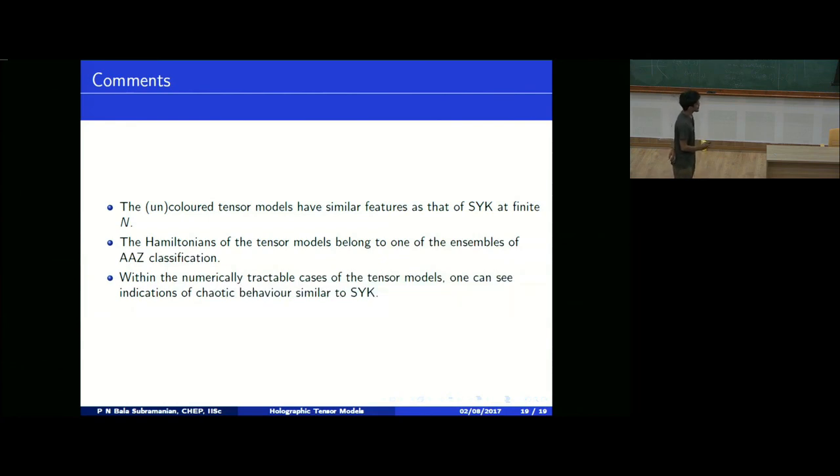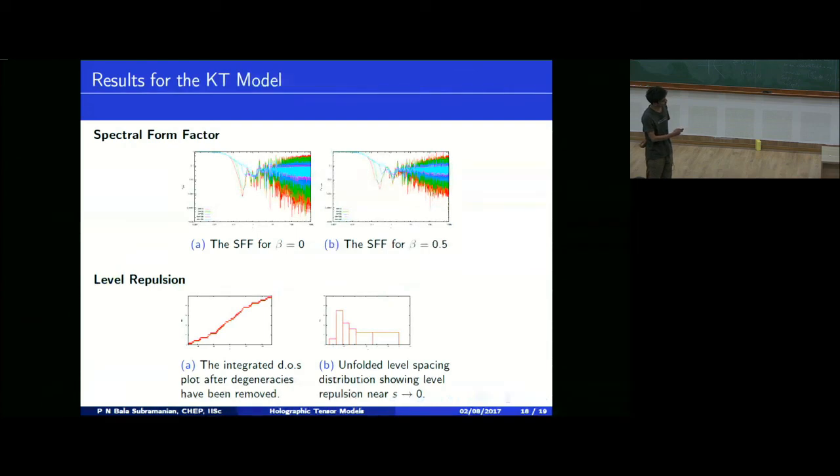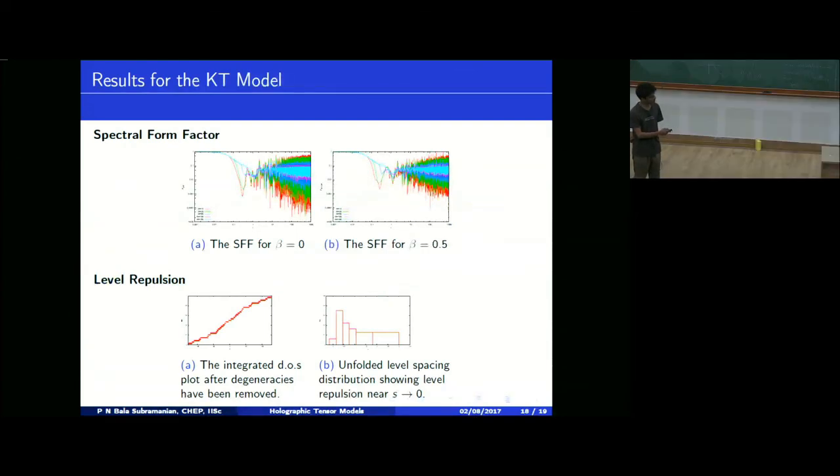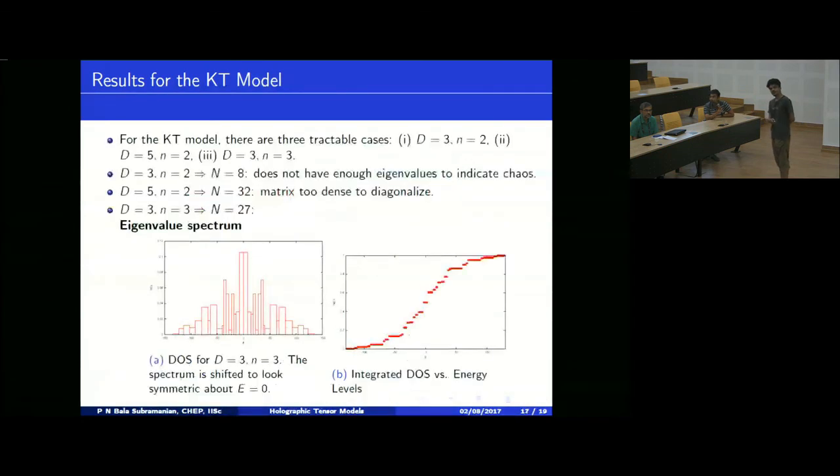Within the numerically tractable cases of the tensor models, one can see indications of chaotic behavior similar to SYK. There is no chaos? No, there is chaos in the sense that the main factor is that you can find that it plateaus out, and plateauing out is a result of the fact that you have level repulsion. Right. But you said earlier, so there's, yeah, this is a trivial case. So these 4 plots have been discussed for the D equals 3, N equals 3 case.